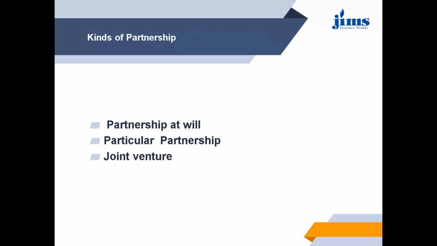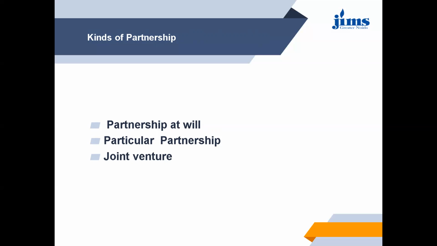And last one is joint venture. Now, joint venture is organized for completing a specific project during a certain period. All the members in the joint venture are liable for its debts and obligations, but they do not have the agency rights. Rights of the members of a joint venture are defined by the agreement.